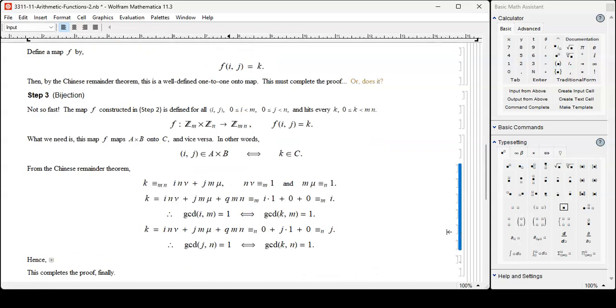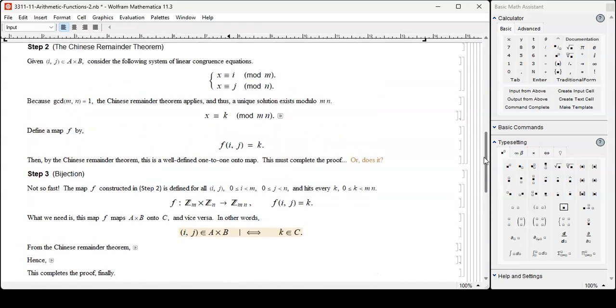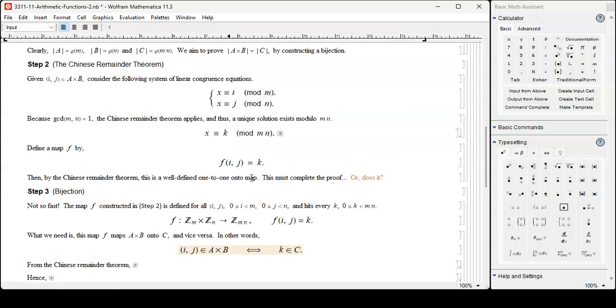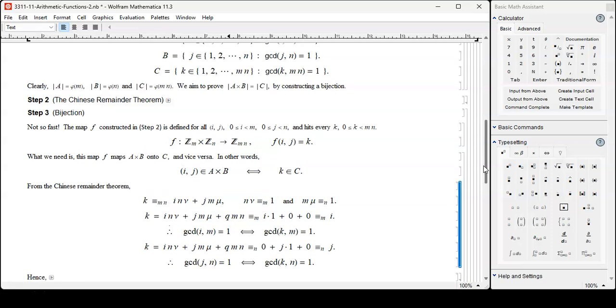In other words, if (i, j) comes from A times B, in other words, i comes from A and j comes from B, then k comes from C, and vice versa. That's what you have to do. All right. Then we have to go back a little bit further to Chinese remainder theorem, because having a unique solution like this didn't really have anything more than just this part. So going back to Chinese remainder theorem, and let's get the expression of k, the solution.